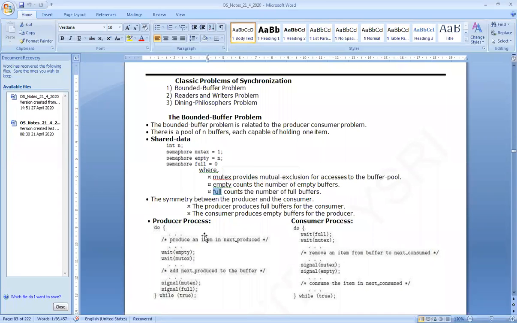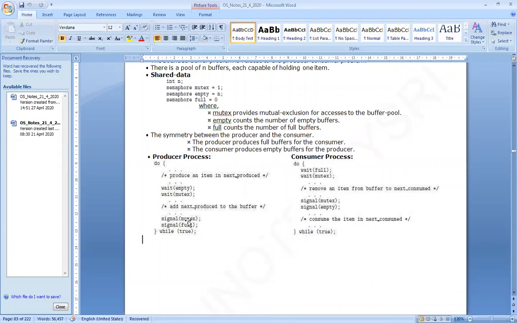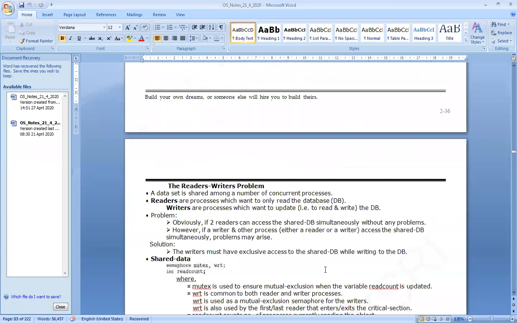So we have integer n, semaphore mutex, semaphore empty, and semaphore full, with a procedure for the producer and a procedure for the consumer. Internally we call the wait function and the signal function, and to wait and signal we pass these semaphores at the proper time so that there won't be any problem, and automatically the processes get synchronized. That is how we use the producer-consumer code to achieve synchronization.